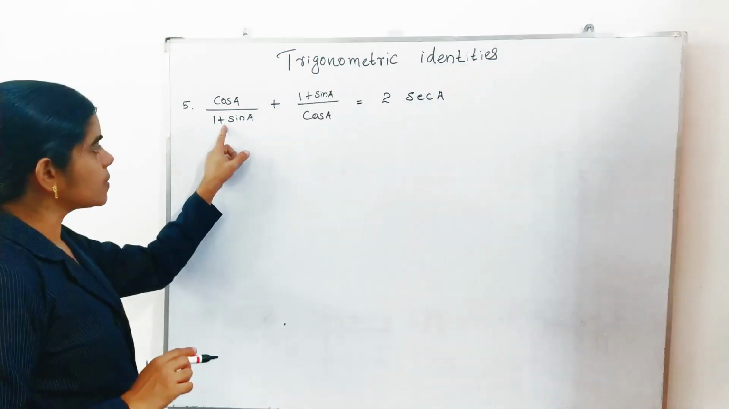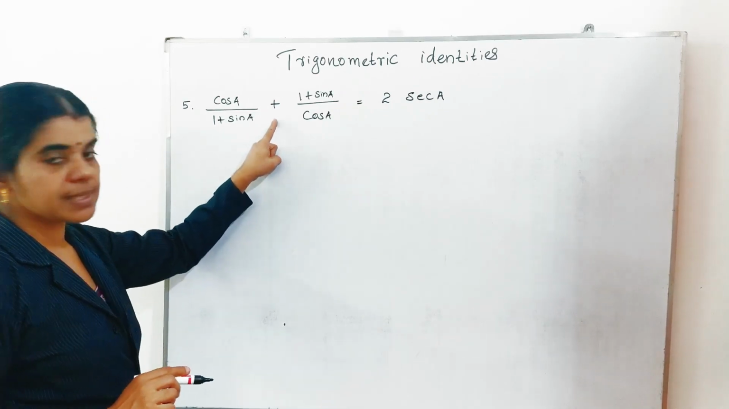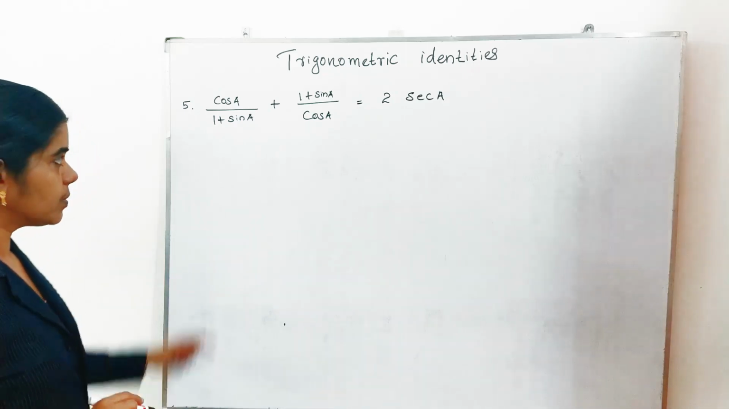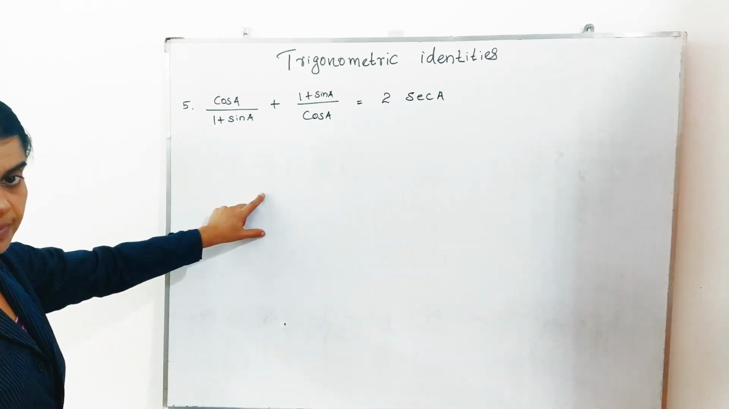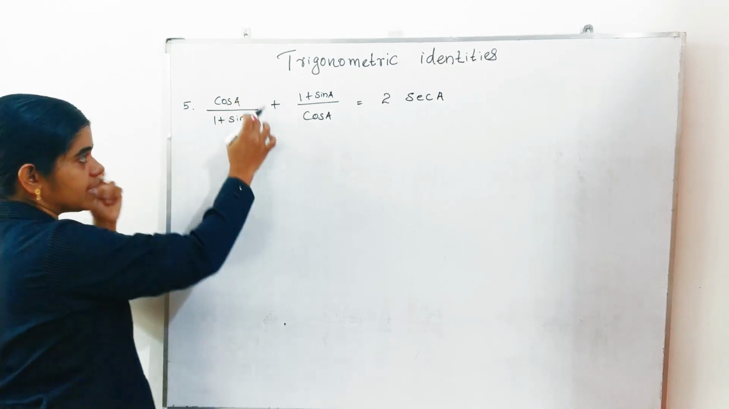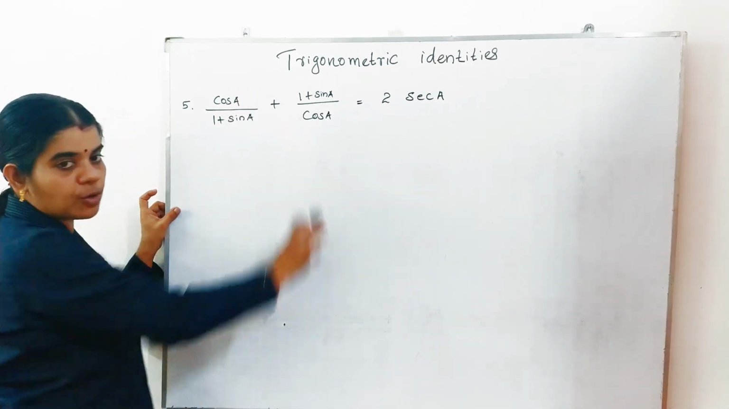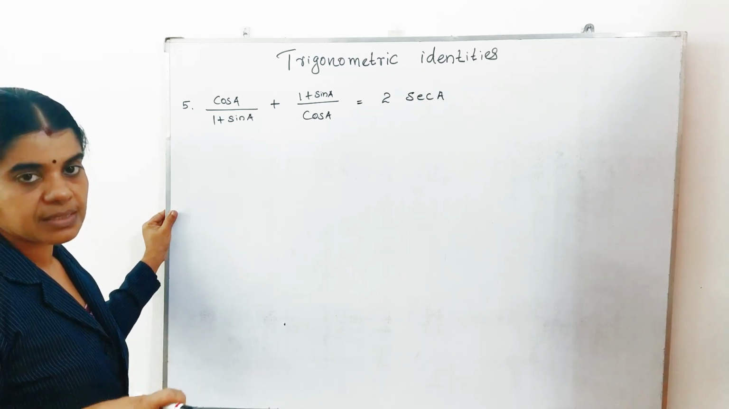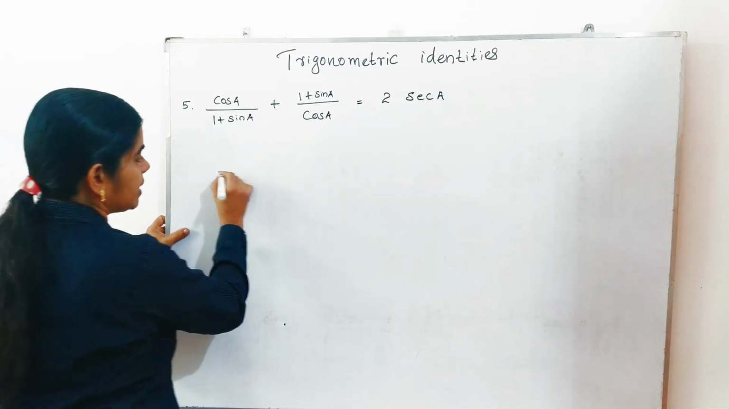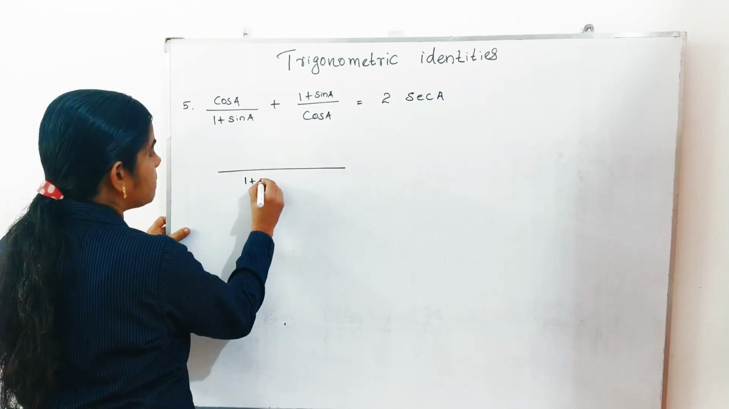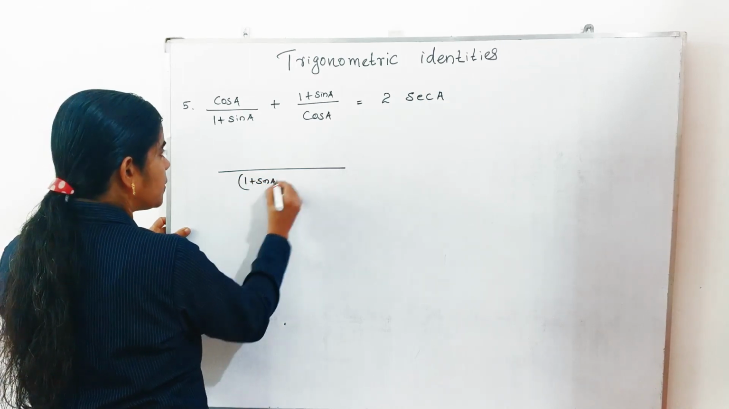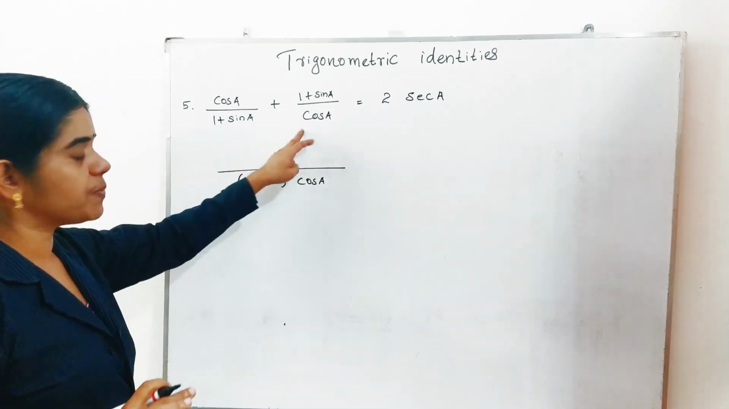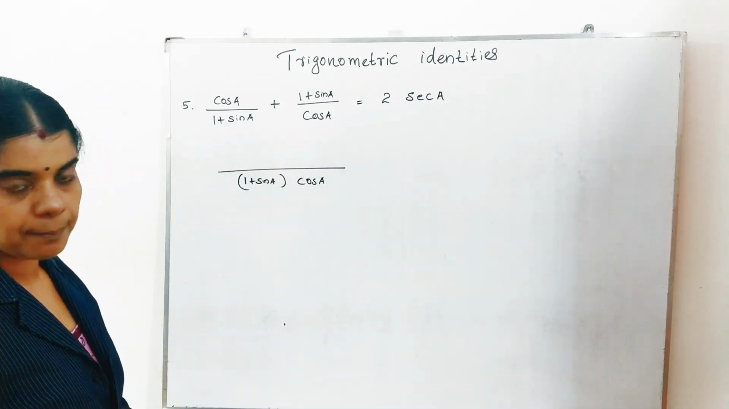Next question. Cos A divided by 1 plus sin A, plus 1 plus sin A by cos A, equal to 2 sec A. Here also we are starting from the left side. You already know fractions with different denominators. Normally how you do fraction addition, the same way. Here we can take the LCM as 1 plus sin A into cos A. There is no common factor, so you multiply these two, and that will be the LCM.